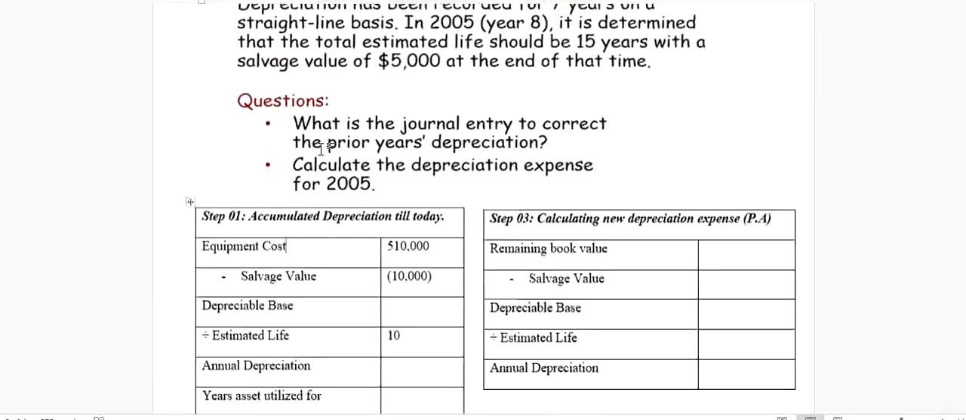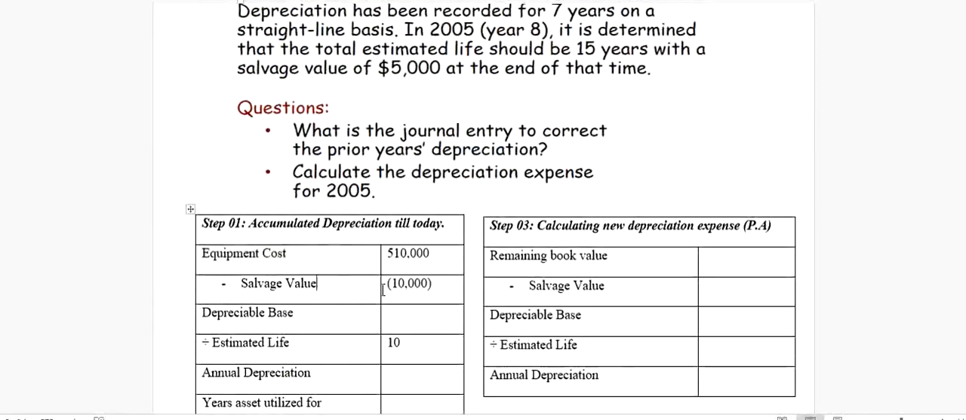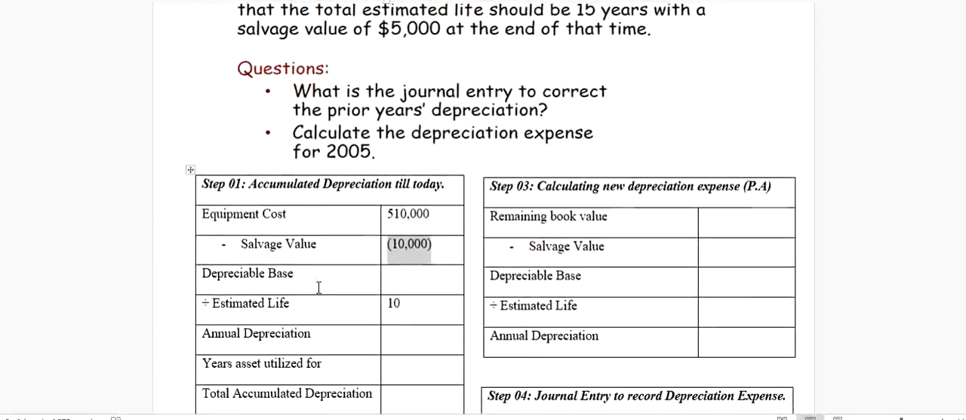Now I shifted the data from the question: our cost of asset, the equipment, was $510,000, and salvage value is $10,000. Now what will be our depreciable base? Very simple. Think of the straight line method depreciation formula in your mind. The formula was cost of asset minus salvage value, divided by useful life. It's the same thing here: cost of asset minus salvage value. If I subtract, we get $500,000, which is called the depreciable base. It means that the depreciation will be applied on $5 lakh.